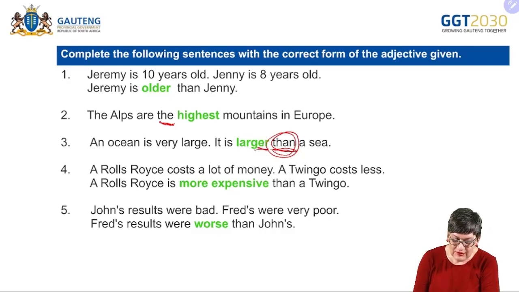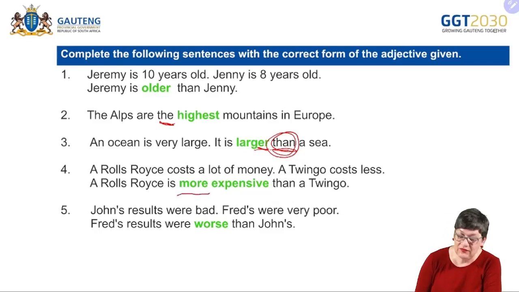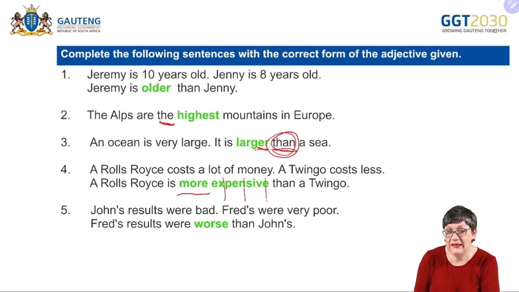A Rolls Royce costs a lot of money. A Twingo costs less. A Rolls Royce is more expensive. Now we have to use more expensive, more, because we've got how many syllables here? Let's look. Expensive. Or at least more than 2. So you have to make sure that we use more there. And remember, we are comparing 2 things with each other. And for that reason, we have to use more. We couldn't use most here because we're still comparing 2 things.